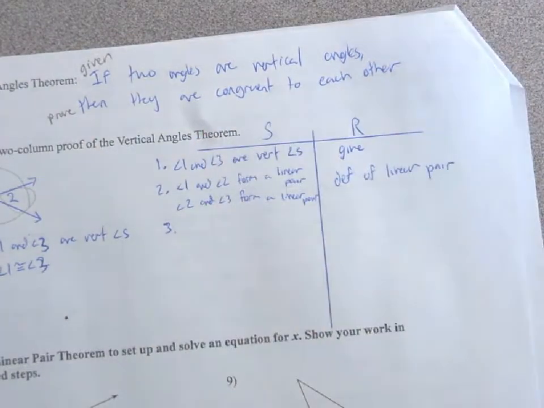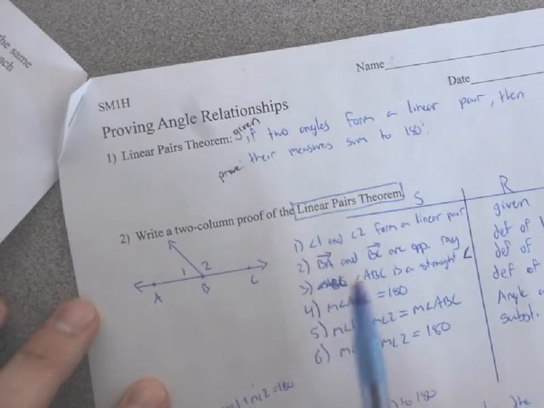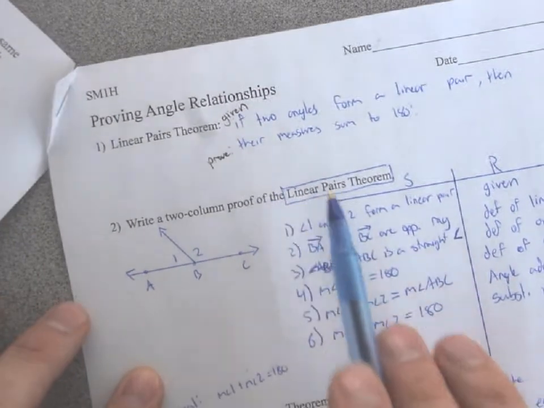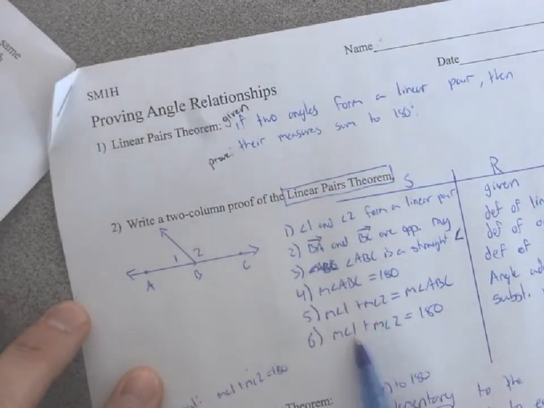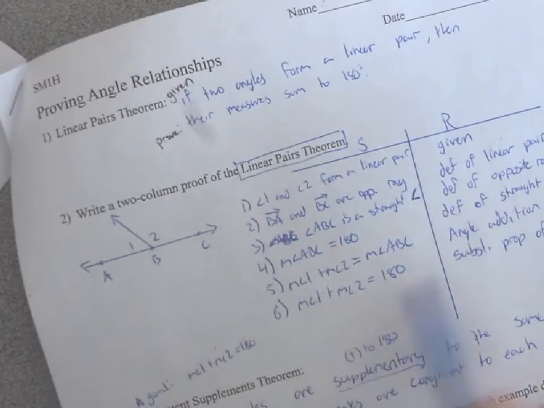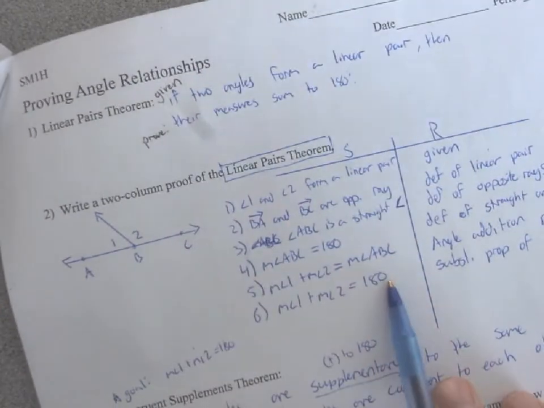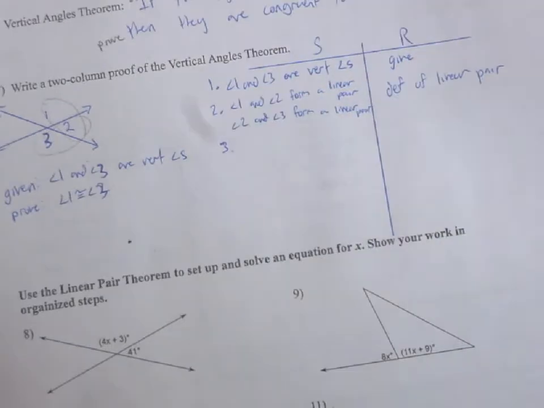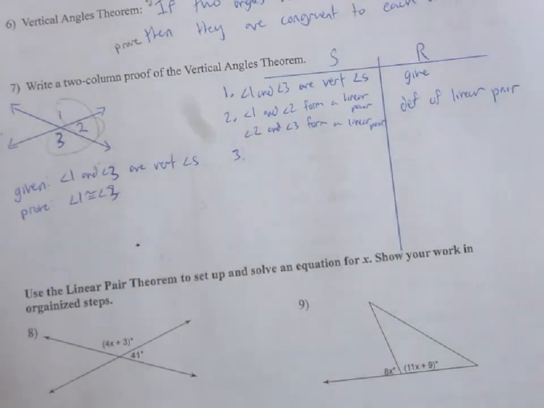All right, now we recently proved a theorem over here on the previous page. We proved this linear pairs theorem. We showed that anytime you have a linear pair, the measure of the angles equals 180. So we don't have to go through this logic anymore. We've already shown this logic. Now we have a shortcut called the linear pairs theorem. So we can just jump right to the fact that angle 1 plus angle 2 is 180 and angle 2 plus angle 3 is 180.